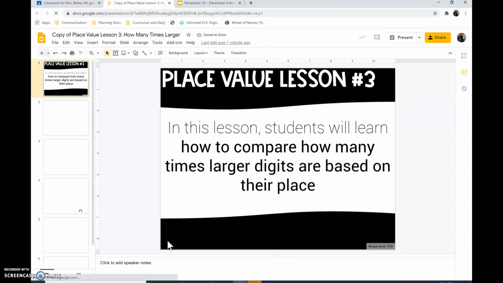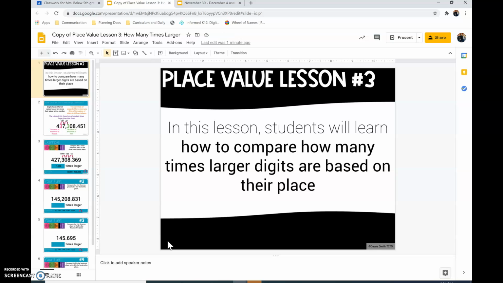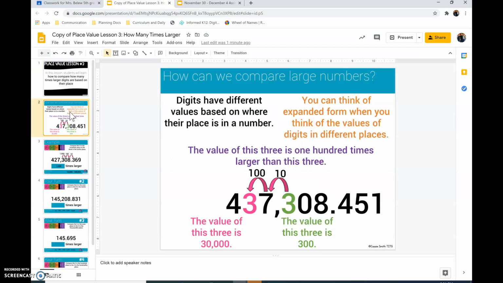And in this lesson, the students will learn how to compare how many times larger digits are based on their place in the place value chart. So I've got this number, 437,308 and 451 thousandths. So what I notice is that the 3 in the hundreds place is 100 times smaller than the 3 in the 10,000s place, or the 3 in the 10,000s place is 100 times larger than the 3 in the hundreds place.